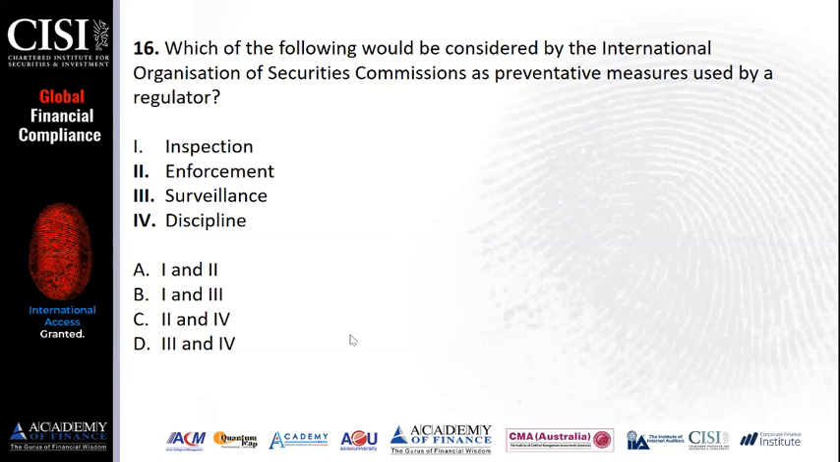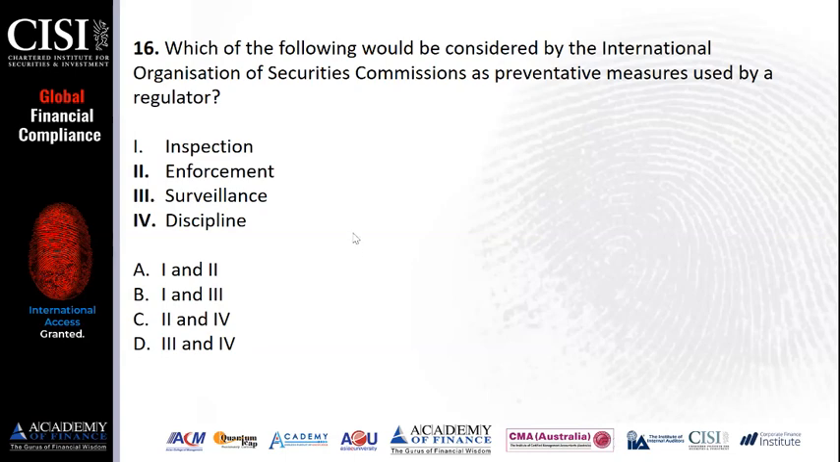So the correct answer for this one is answer B. Majority of you answered answer A. Answer A says 1 and 2, inspection and enforcement. Again, if you focus on the keyword here, it is preventive measures, right? So preventive means it has to happen prior to an incident, right? So inspection is a preventive measure. When you come for inspections, then they monitor the controls, etc. Enforcement and discipline is post, so it's not a preventive measure.